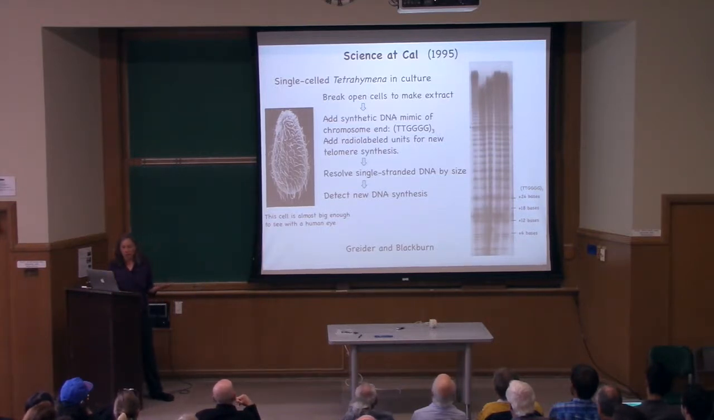How could you look for this enzyme? How could you have even thought that it could have an RNA template? Where would you look for this? So they looked in this organism here, which is by scale almost big enough for you to see.